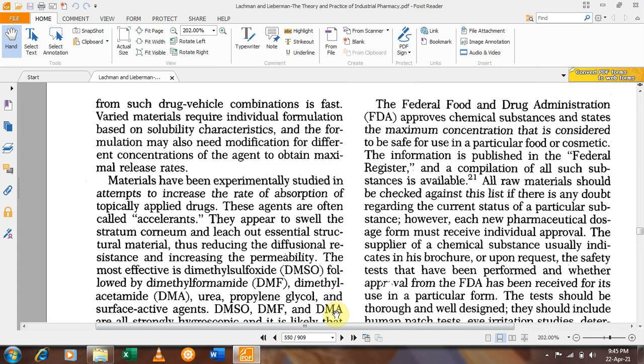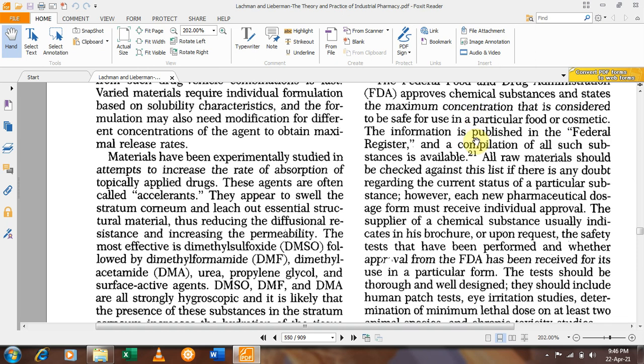The FDA, that is Food and Drug Administration, approves chemical substances and states the maximum concentration that is considered to be safe for use in a particular food or cosmetic formulation. The information is published in the Federal Register, and a compilation of all such substances is available. All raw materials should be checked against this list. Remember that the list contains not only the names of the approved chemical substances, but also the maximum concentration considered safe for use in a particular product.